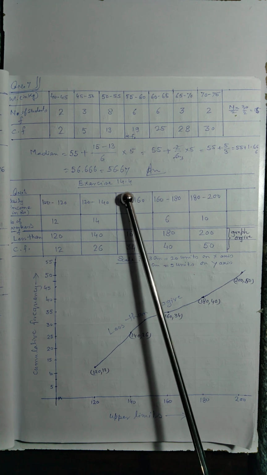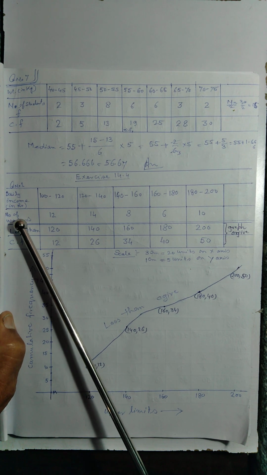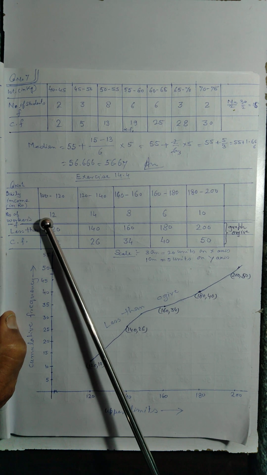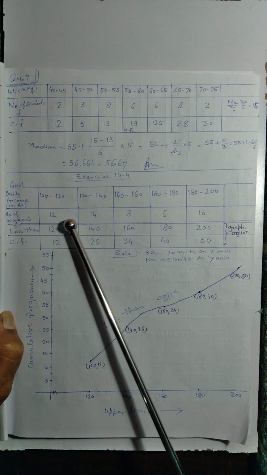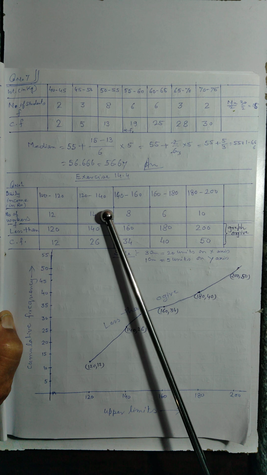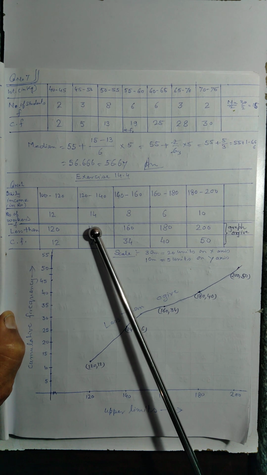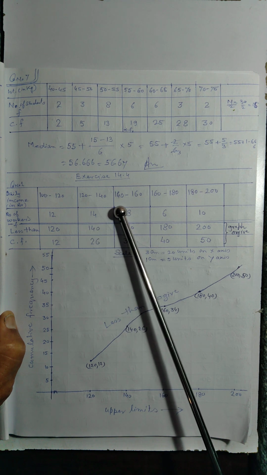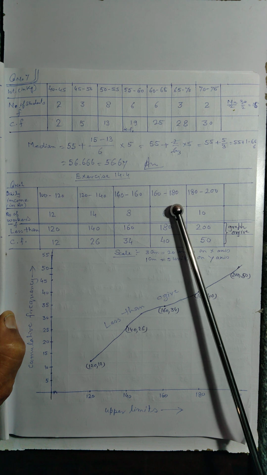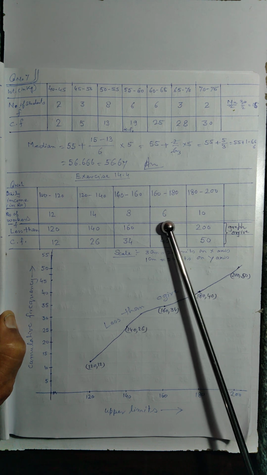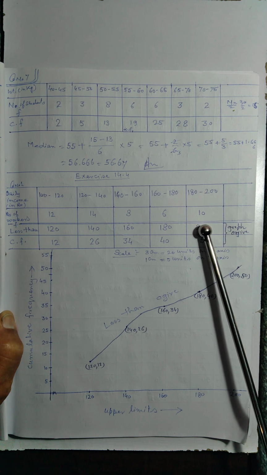देखिए एक्सरसाइज 14.4 डेली इनकम इन रुपीज, that is 100 to 120. ऐसे वर्कर कितने हैं? 12 हैं. 120 से लेकर के 140 रुपीज़ पर डे, that is workers कितने हैं इसके? 14. 140 to 160, 160 से लेकर के 180 तक 8, 180 से 200, that is 10.